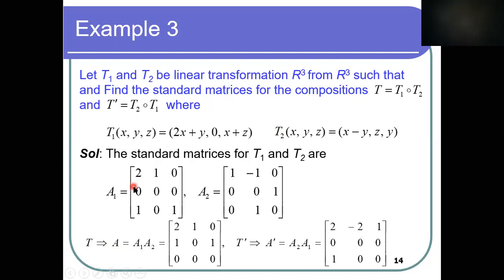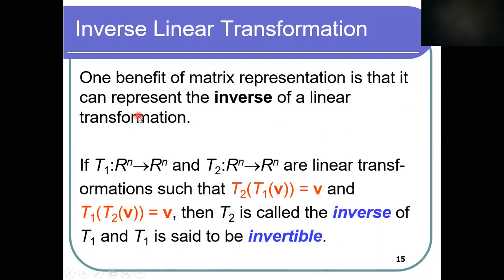So we have to calculate the matrix of a transformation corresponding to T. In that case, A is A1 and A2, and in case of T dash, this is A2 and A1. This is the matrix of transformation corresponding to T dash, and this is the matrix of transformation corresponding to T, which is the composition of T1 and T2, and T dash is the composition of T2 and T1.